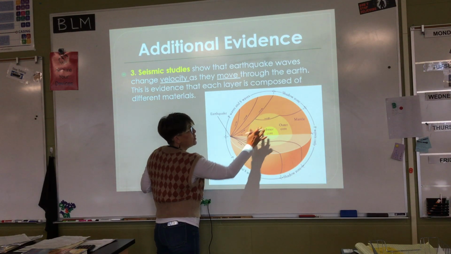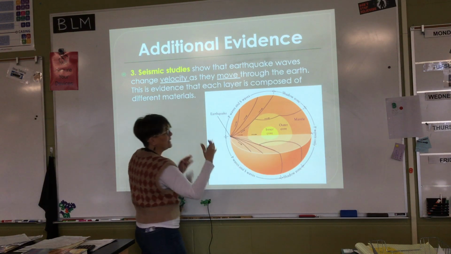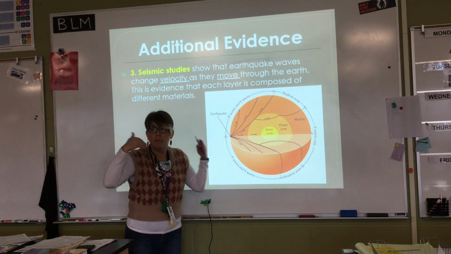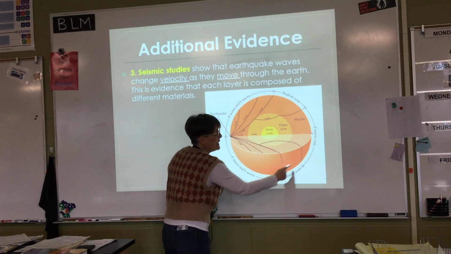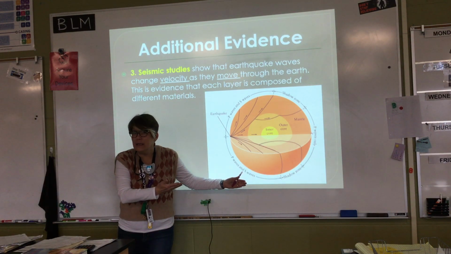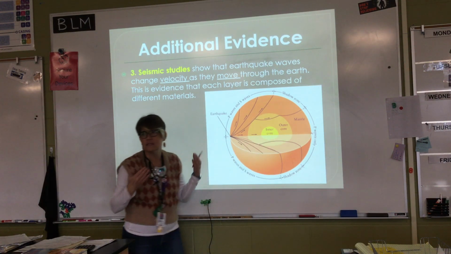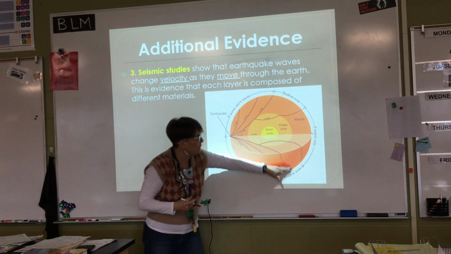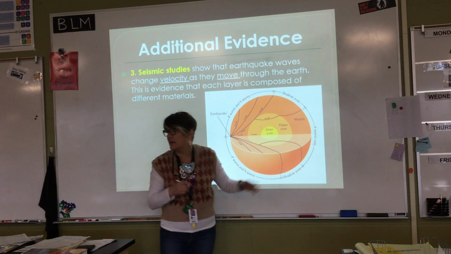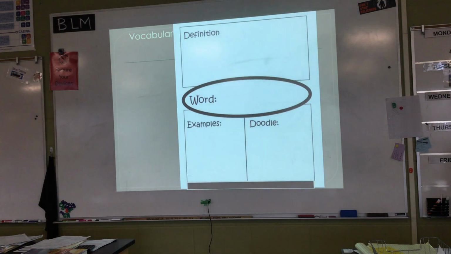Whatever is in here is deflecting and making the earthquake waves change their speed and direction. Because of that, those earthquake waves are coming out in different areas, and we're like, wait a minute, what's going on inside the planet that is making something change its direction? It should just go straight through, but it's not. So this is another form of evidence that tells us something's going on inside the earth. There are different layers inside the earth, composed of different materials. All right, that's that side.